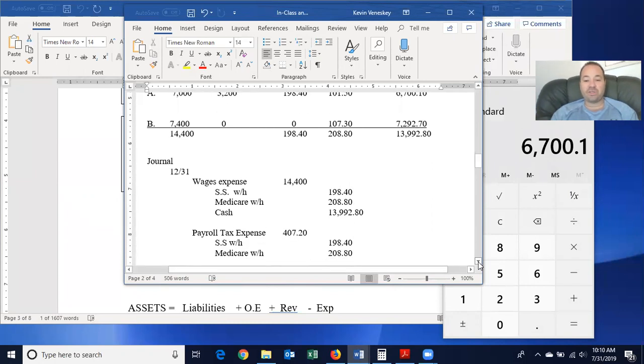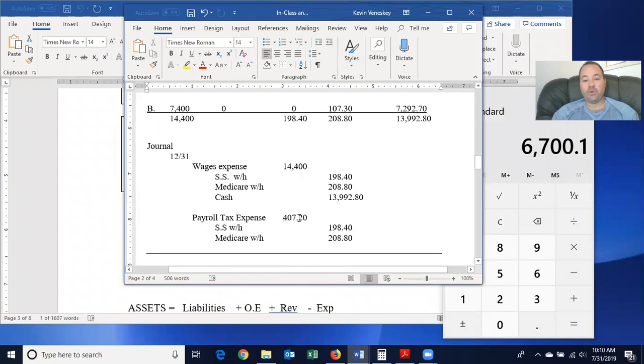For part two, it's really simple. Remember, this one we do not know. We have question marks here until we figure out how much our Social Security and our Medicare are added up. And then we would add those together, and that is our payroll tax expense.